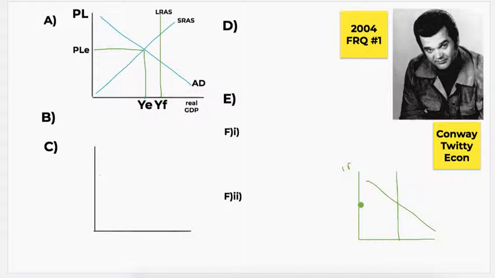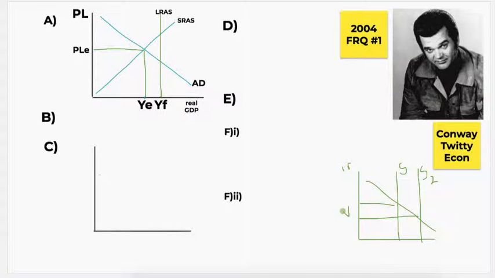So we want to cause AD to shift right. So we want more investment spending. Well, to get more investment spending, we need lower interest rates. So we need to shift the supply curve to the right. And you don't have to draw any of this. I'm just doing it to kind of help make sense. So this causes our interest rates to decrease.